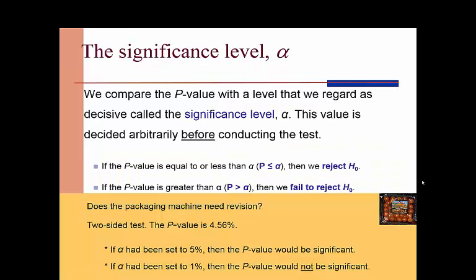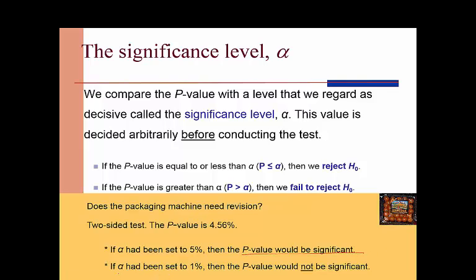So in the case of this cherry tomatoes example, we found that the p-value is 4.56%. So at the confidence level of 95%, you rejected the null hypothesis. So you found that the machine does need recalibration. So the p-value was significant.